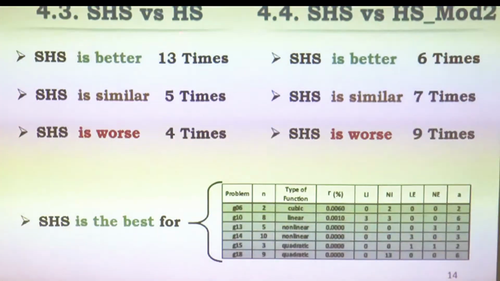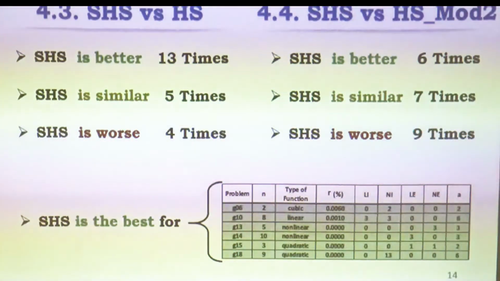SH versus H8 wins 33 times, gets similar results 5 times and is worse 4 times. And against H mod 2, it is better 6 times, gets similar results 7 times, and is worse 9 times. The SH algorithm is the best for this problem.